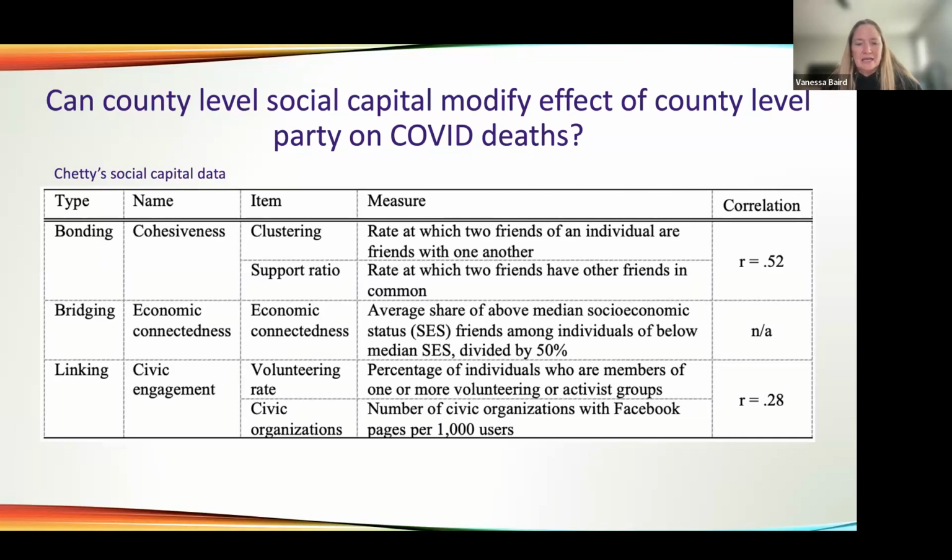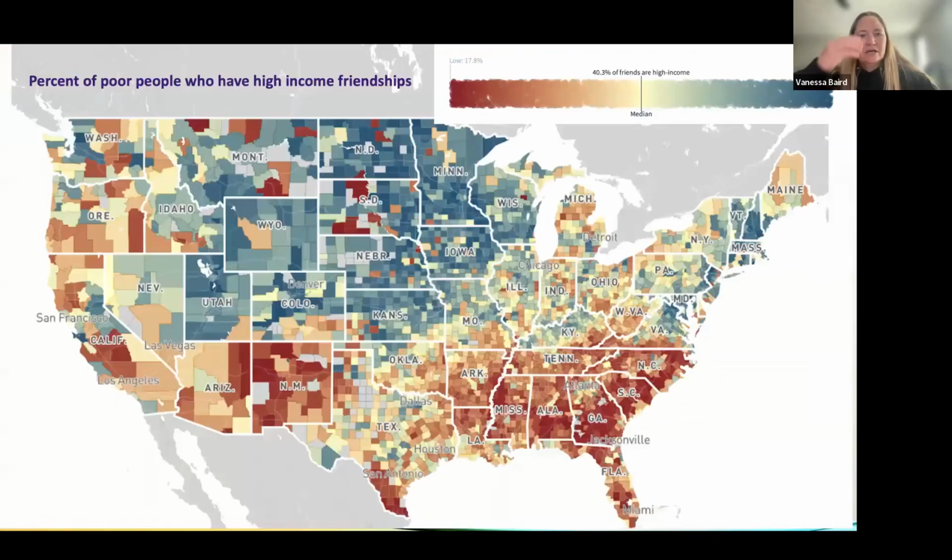And then there's linking social capital, which is the kind of social capital that links citizens to their city. Are they volunteering? Are they participating in civic organizations, number of civic organizations, that kind of thing. These three things are not super highly correlated with one another. They're three distinct forms of social capital. Okay, so here's economic connectedness across counties in the United States.